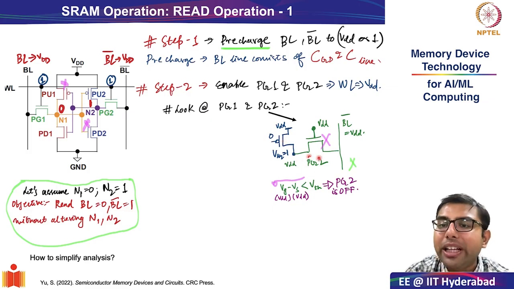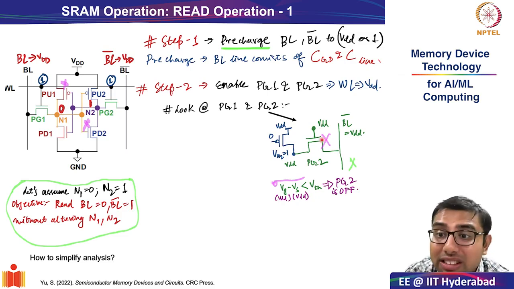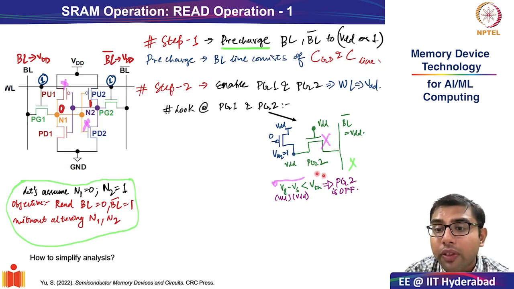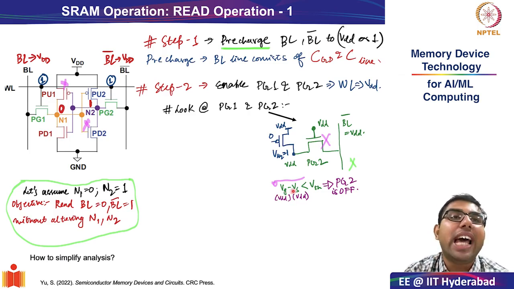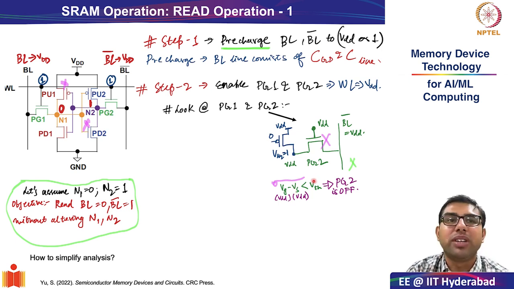What is happening at PG2? The source and drain both have VDD. Although PG2 seems to be turned on, because at the gate, which is connected to the word line, you have applied VDD, this transistor will actually be off. Why is this the case? Because look at the turn on condition of a transistor. It says that VGS, or VG minus VS, should be greater than VTH for PG2 to be on.